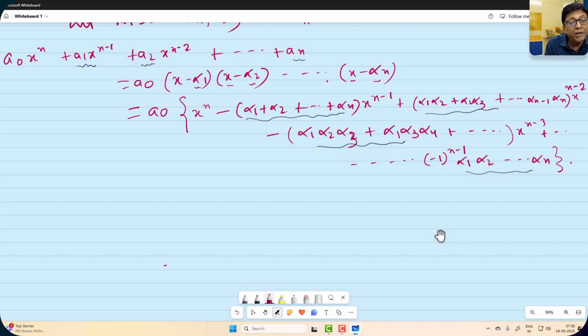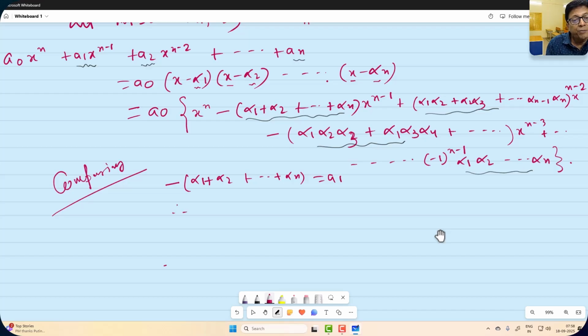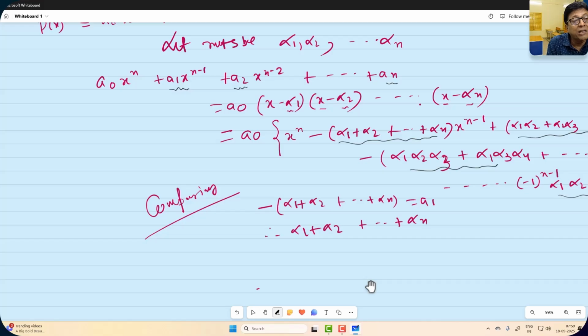So if we go on comparing two sides, then we get minus of alpha 1, alpha 2 up to alpha n equal to a1. This is actually the left hand side, we haven't expressed it in that form because a0 is outside. So you need to take a0 common. You take a0 common, then you go on comparing, because on the right hand side there is a0.